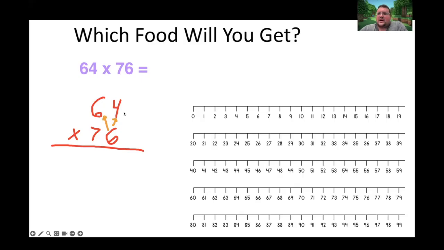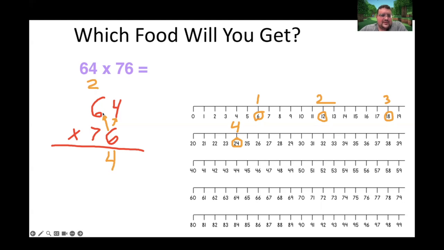So let's do it. We're going to start off by counting 6 4 times. 6 times 1 is 6. 6 times 2 is 12. 6 times 3 is 18. And 6 times 4 is 24. I want to put my 4 at the bottom, my 2 up at the top.